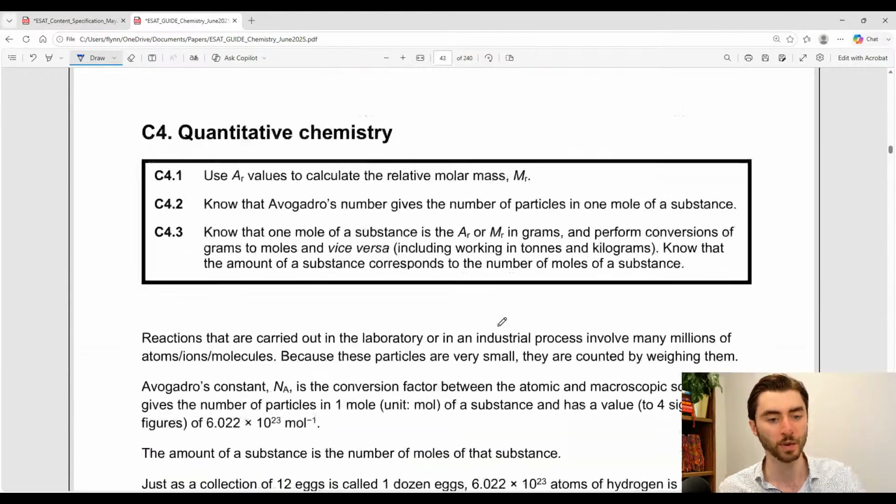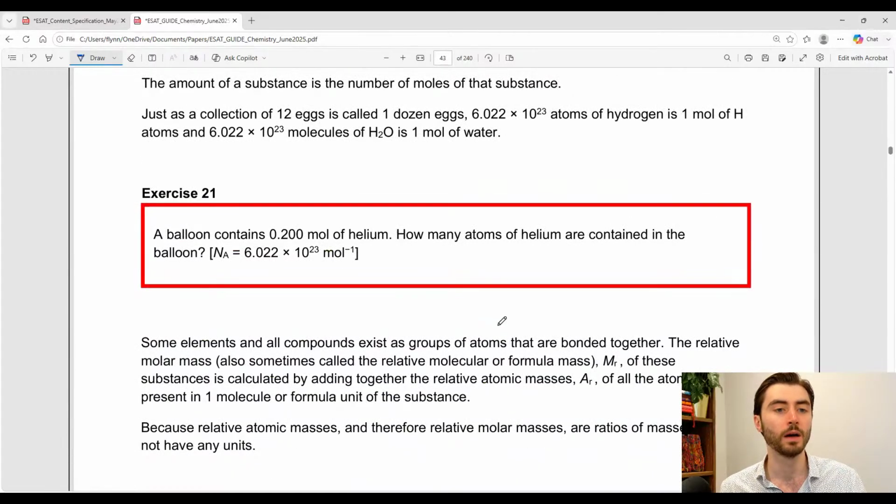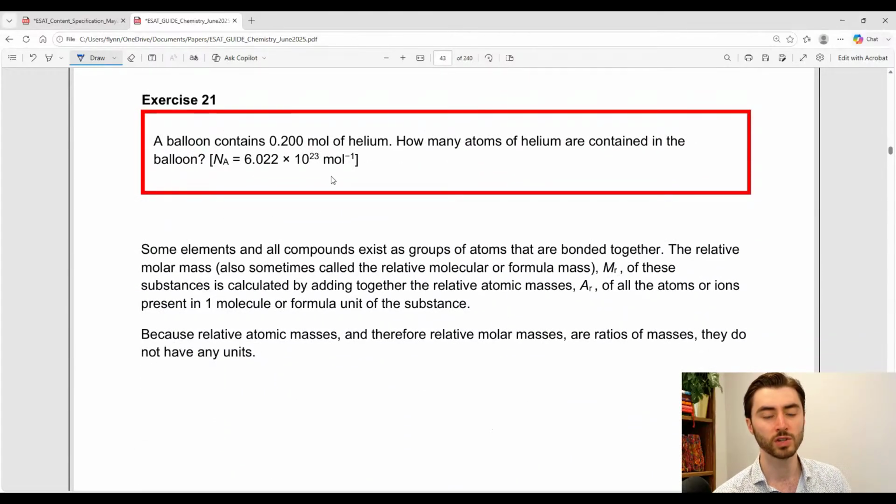Okay. So as I said, quantitative chemistry now. A balloon contains 0.2 moles of helium. How many atoms of helium are contained in that balloon? It would be 0.2 times Avogadro's number. Because 1 mole contains this much, 0.2 moles is just Avogadro's number times 0.2.